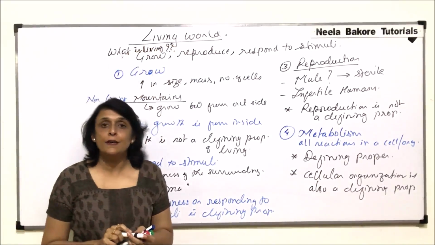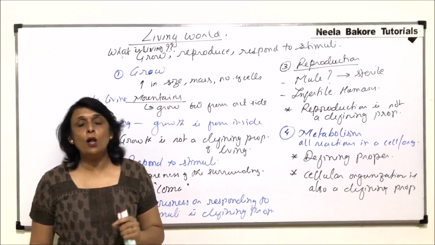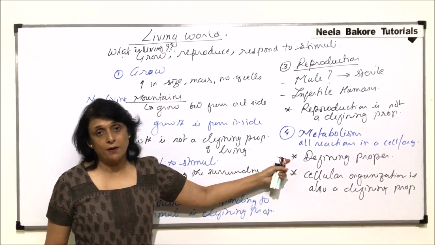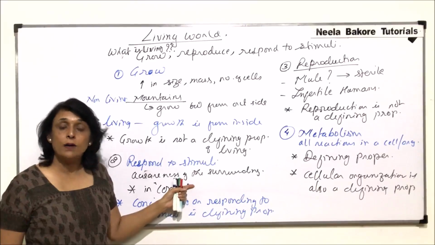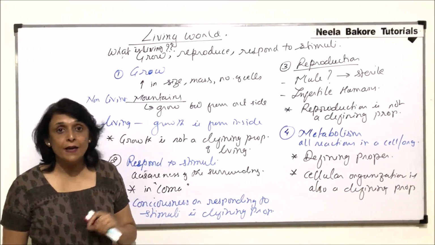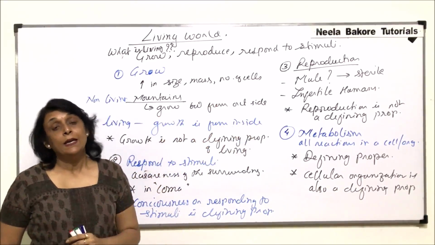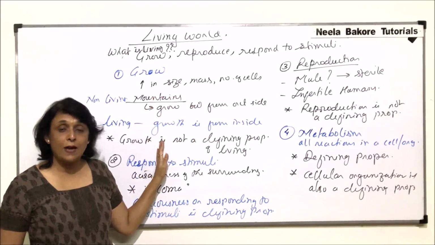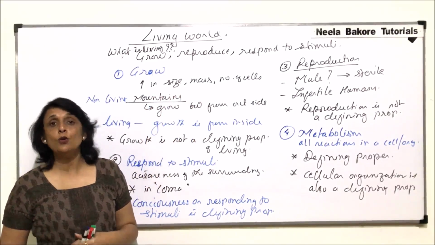And after we have discussed all these properties, now we can say that all those organisms which have cellular organization, show metabolism, and are responding to stimuli or conscious about their surrounding can be considered as living. Growth and reproduction are not defining properties. Now in the next part we'll talk about, we have seen all the characteristics. Now how many living organisms are there and how do we start to study them?